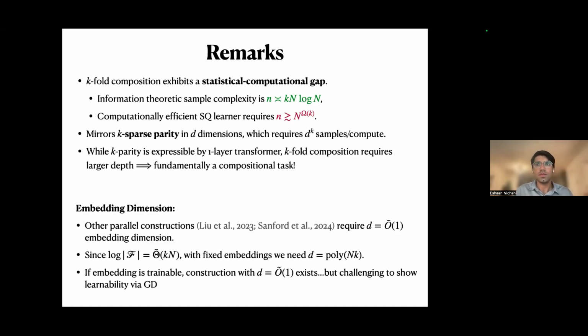On the other hand, if we allow for trainable embeddings, then a construction with a much smaller embedding dimension exists. And this can be simply done by the embedding function storing these hidden permutations pi. However, I think it's unclear whether specifically choosing this embedding function to store the information is realistic. And it's also challenging to show the learning dynamics of the specific embedding via gradient descent. So yeah, this is just one particular note.